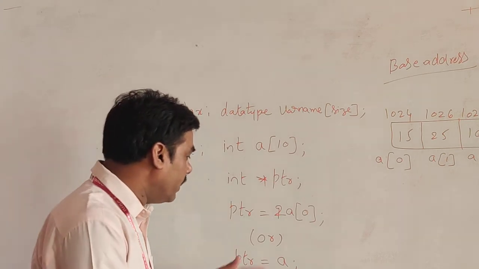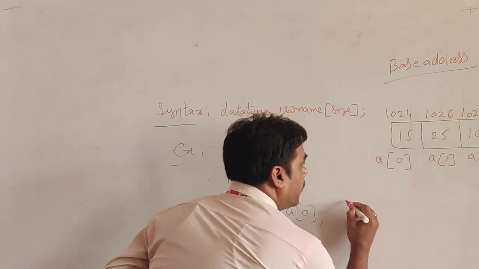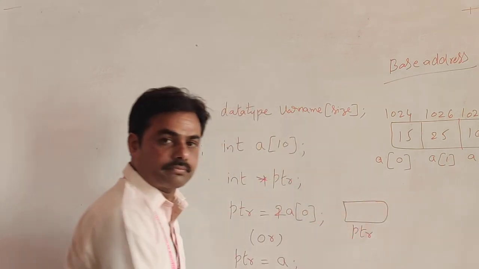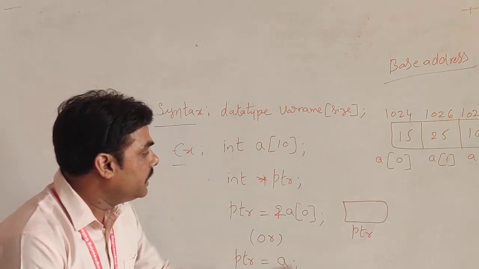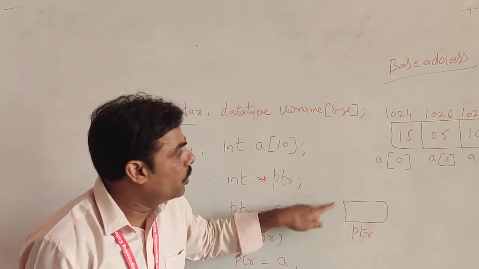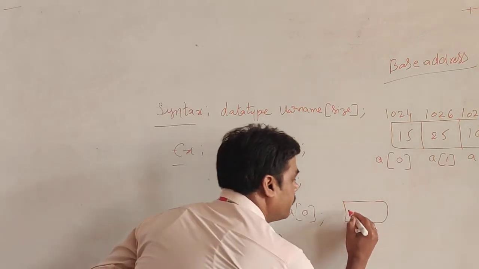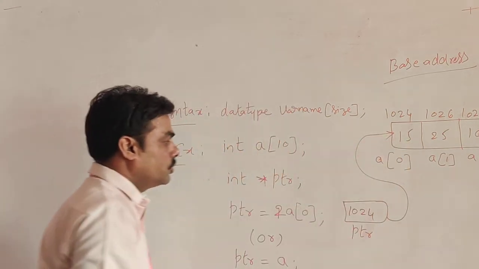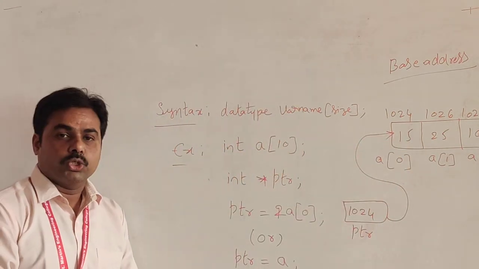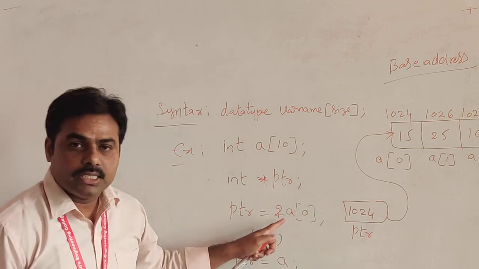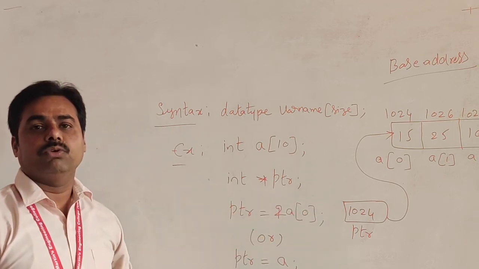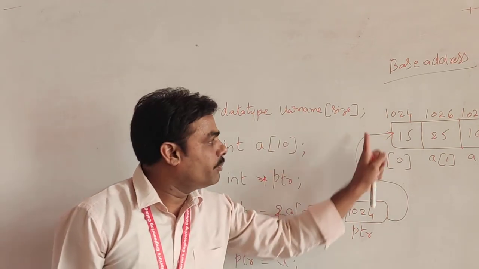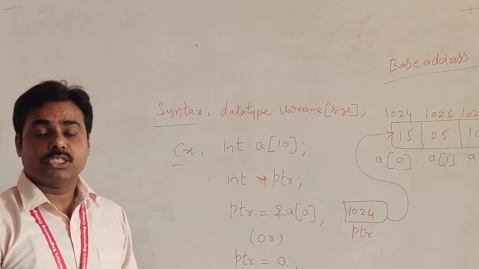What will happen when you assign this value is that the compiler allocates one memory location, which is named ptr, and within that it holds the address of a of 0. What is a of 0's address? 1024. Now this is pointing to this value. That will happen inside the compiler. So that's the meaning of this. When you assign the a of 0 address to the pointer variable, the base address will be stored in the pointer variable. Now ptr is pointing to the first value, the first location.